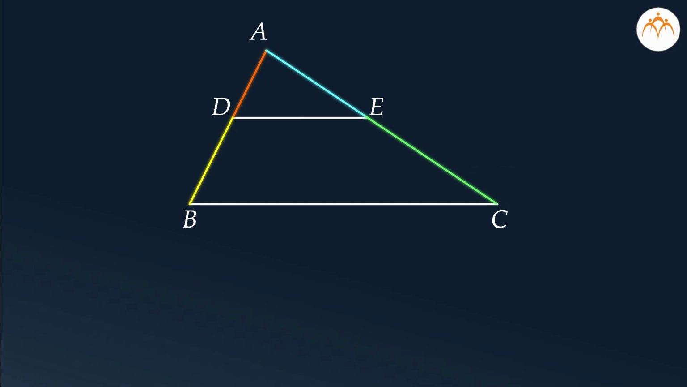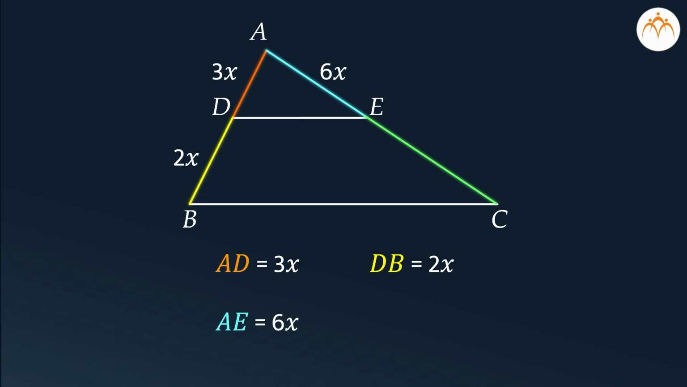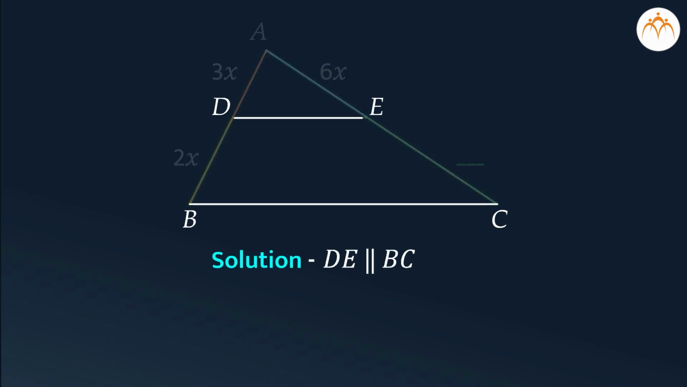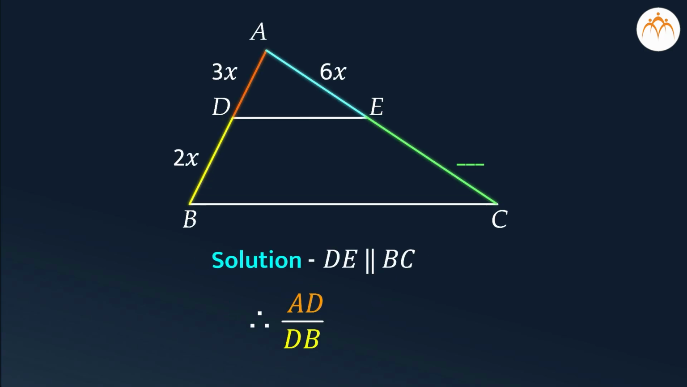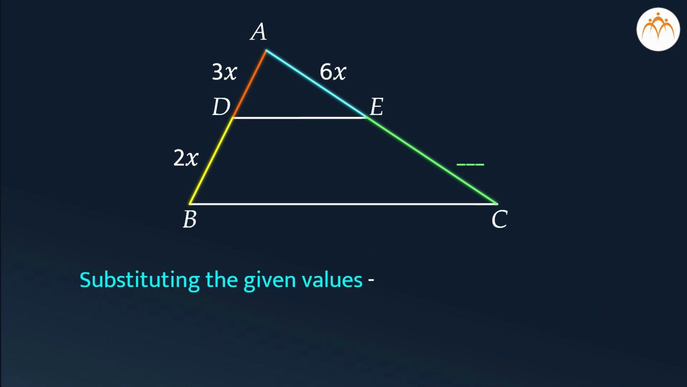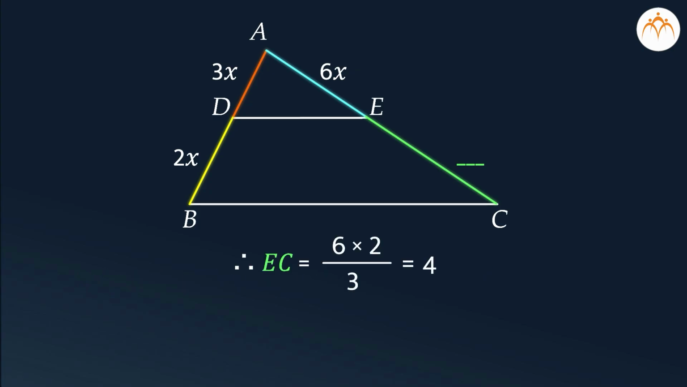Now, in the previous example, find the length of EC if AD is equal to 3x, DB is equal to 2x and AE is equal to 6. Solution: DE is parallel to BC. Therefore, AD upon DB is equal to AE upon EC, as per the basic proportionality theorem. Substituting the given values, 3x upon 2x is equal to 6 upon EC. Therefore, EC is equal to 6 into 2 upon 3, equal to 4. Therefore, length of EC is 4 units.